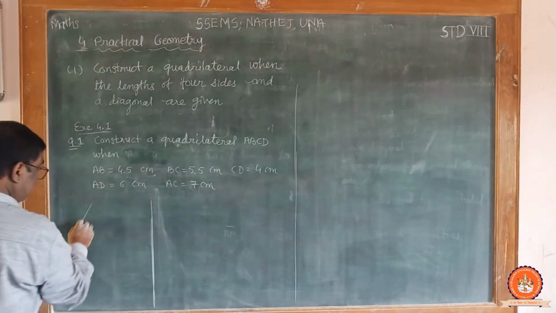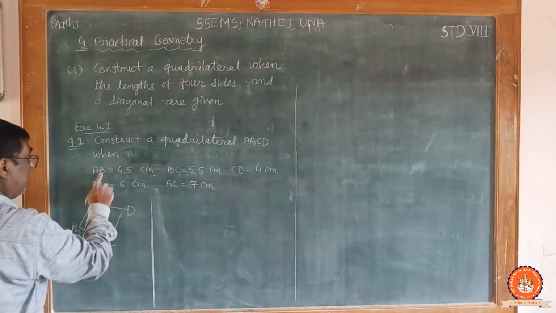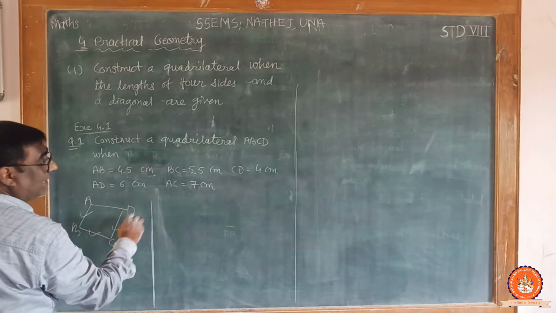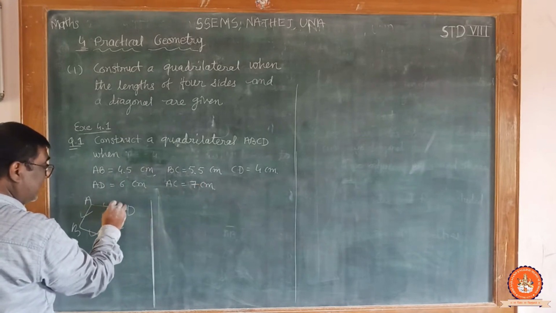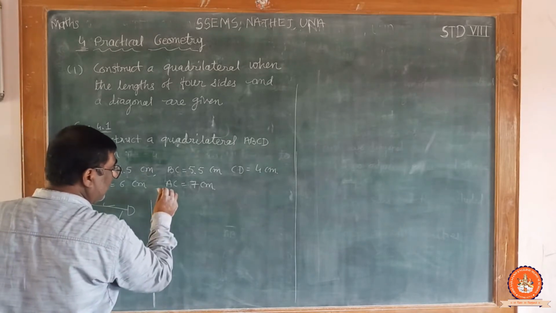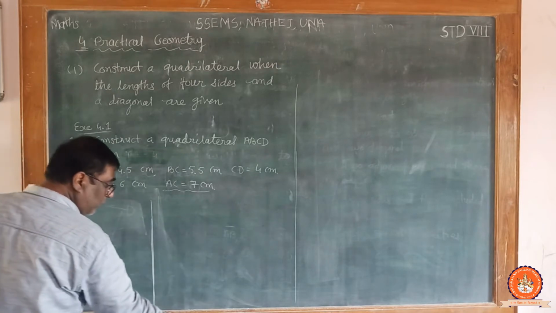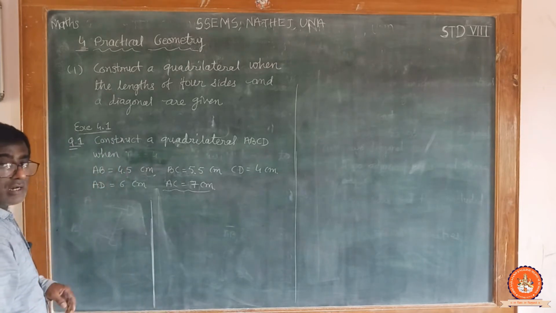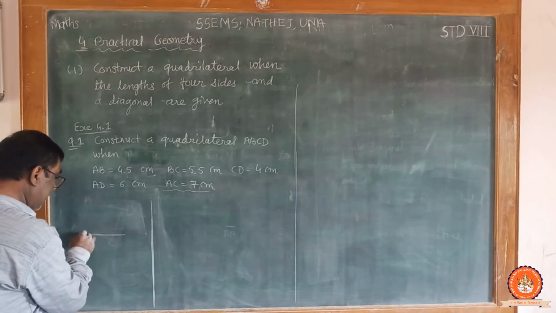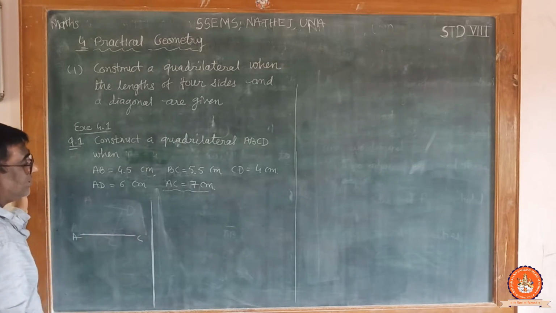So look at it. If it is ABCD, then AB is a side, BC is a side, CD is a side, AD is a side and AC is a diagonal. So this one is a diagonal. In this type of method, first of all we have to draw a rough figure. So we will start with the diagonal. AC is equal to 7 centimeters.